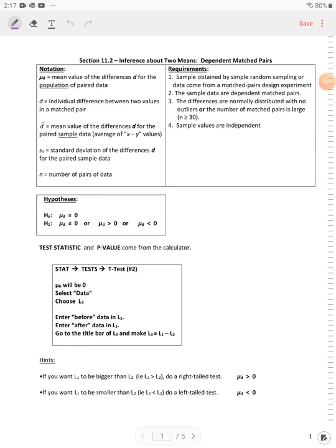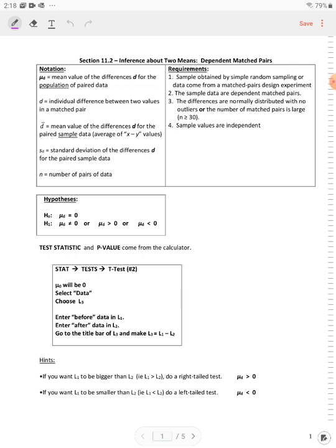We're going to talk about the inference about 2 means, dependent, matched pairs. Okay, first of all, look at the notation. Mu sub d is the mean value of the difference d for the population of paired data. d is equal to the individual difference between the two values in a matched pair. d-bar is the mean value of the difference d for the paired samples.